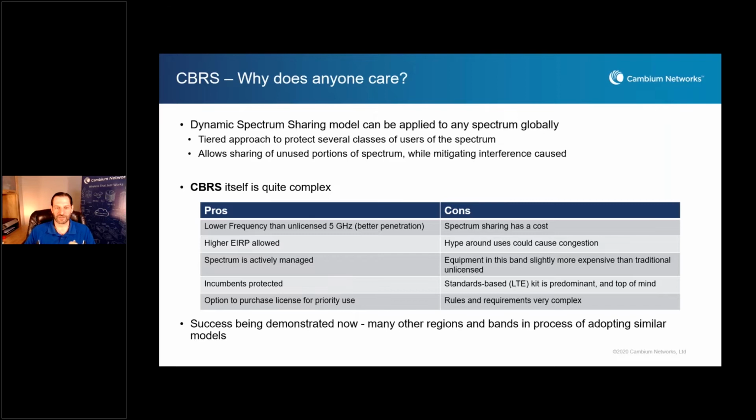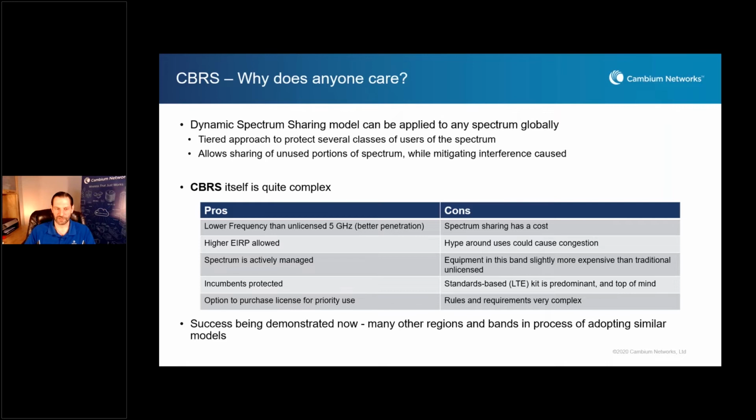It allows the lower frequency than 5 gigahertz to be used, which is better penetration, better propagation techniques. It does allow higher power than 5 gigahertz. And the spectrum is actively managed, meaning you have to be using equipment that supports that SAS, the management database, or you're not technically allowed to be on that band. It does protect incumbents, and you can buy this license, this priority access license, for priority use of the band. It comes at a cost, and it really is a little bit complex. So you've got to know what you're doing.